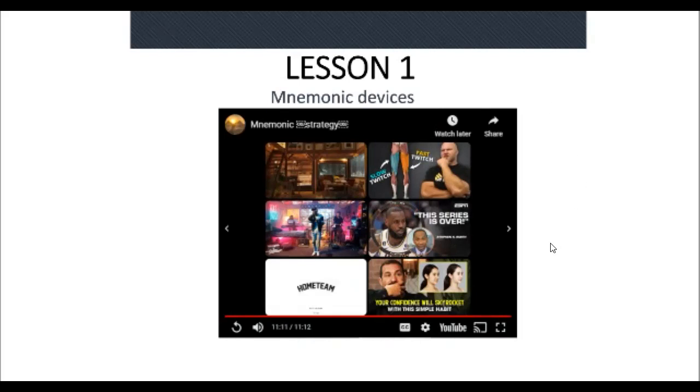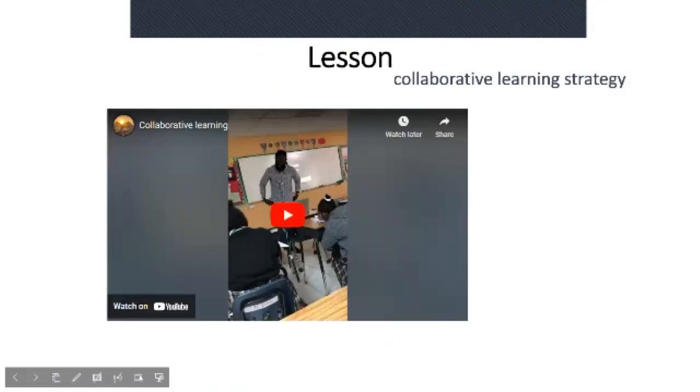We're going to move on to the second part of that lesson, which included the use of a collaborative learning strategy. And after, I'll delve into the objectives and how they were accomplished and what it looked like.